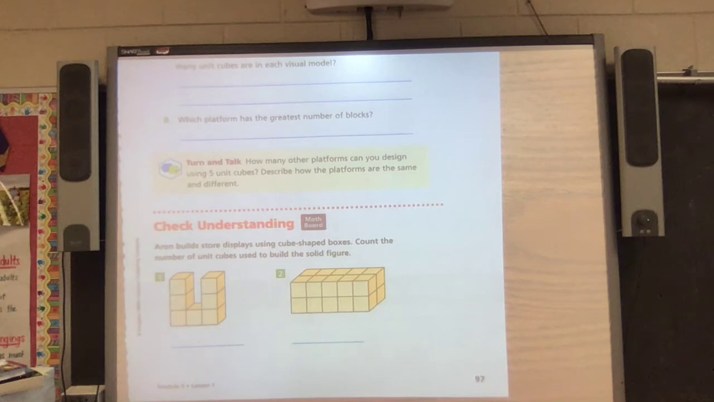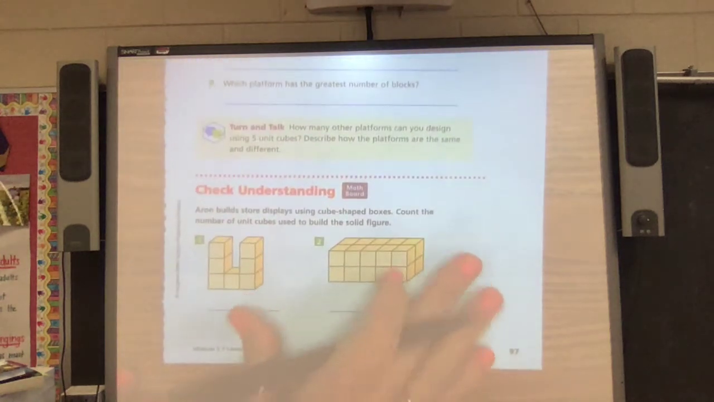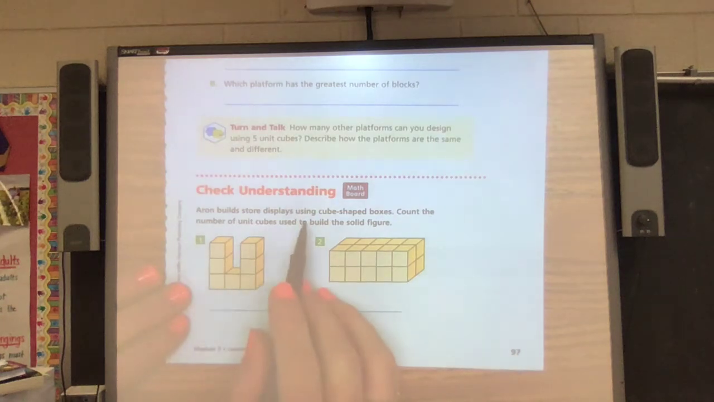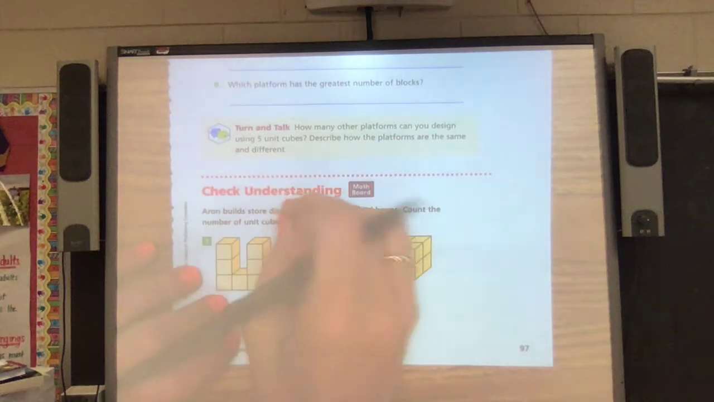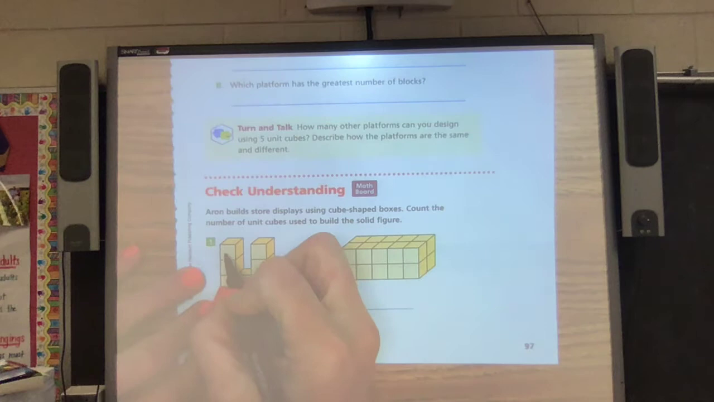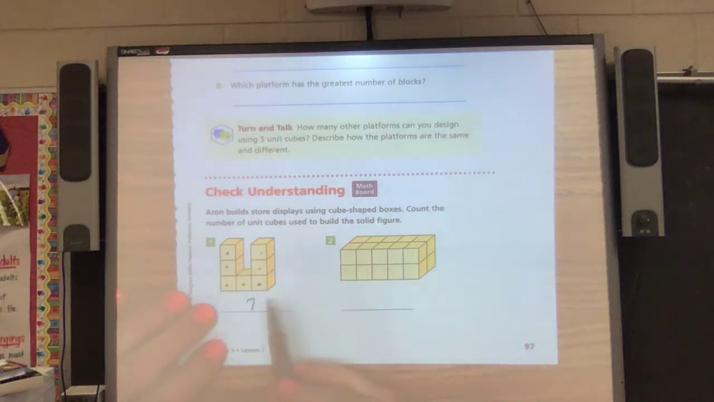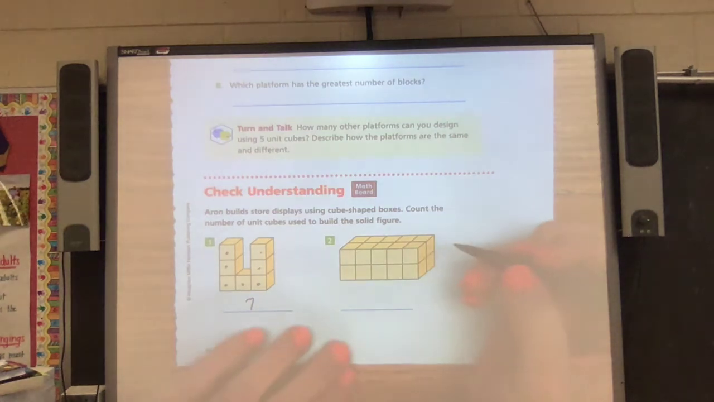97. We do need to be able to know how many cubes are in a display when we see it. So let's look down here at number 1. It says Aaron builds store displays using cube-shaped boxes. Count the number of cubes. When I have something like this, I like to mark on them and count them that way. So I've got 1, 2, 3, 4, 5, 6, 7. This one has 7. And I like to do that because it's easy to accidentally count the same one twice, or maybe forget one.